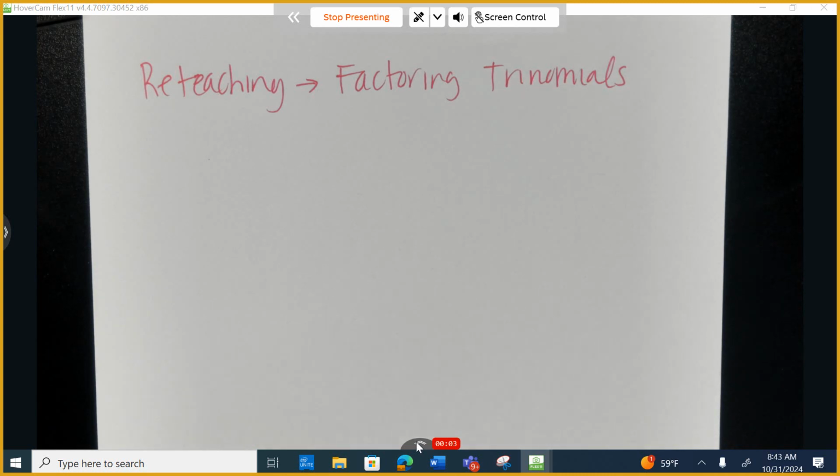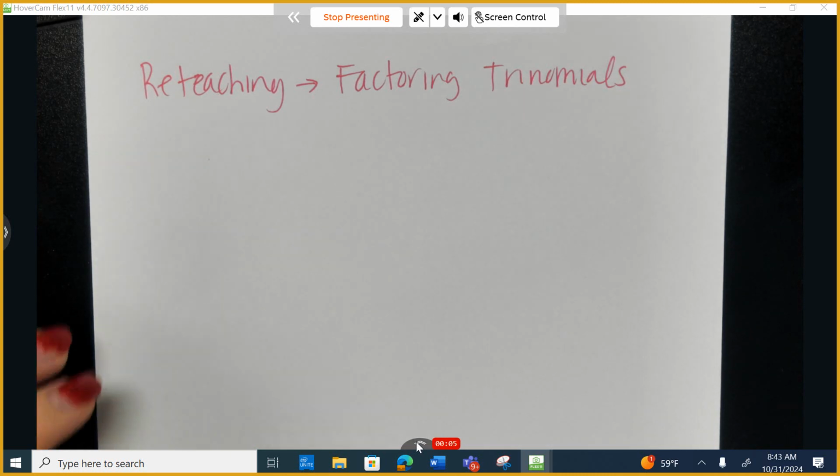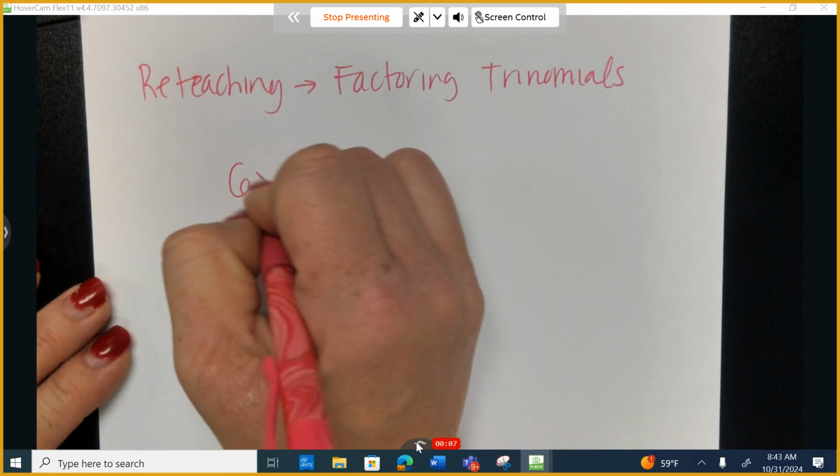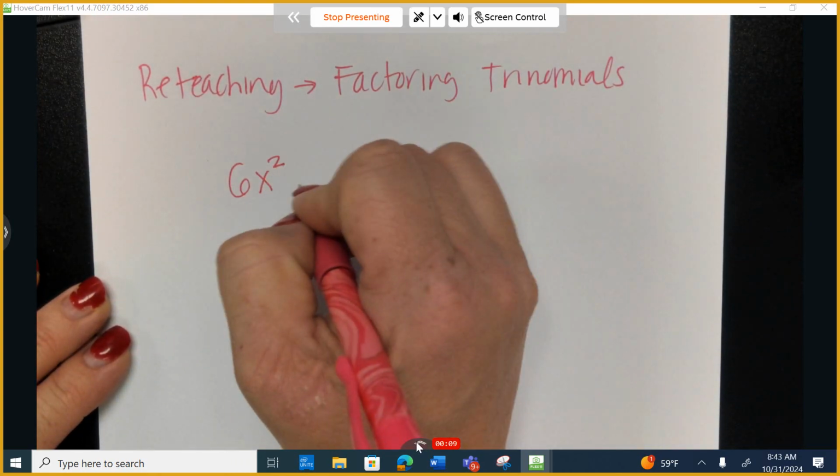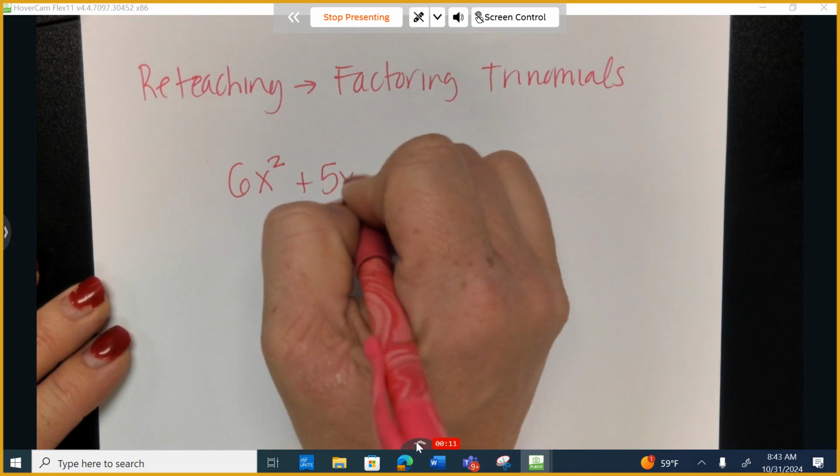In this video, we're going to reteach or review factoring trinomials. Let's start with the first example: 6x squared plus 5x minus 4.